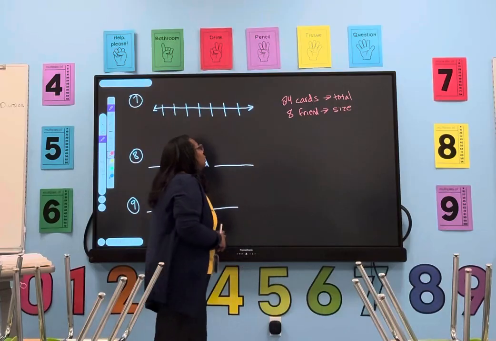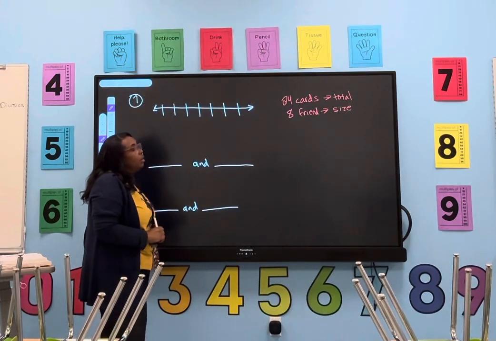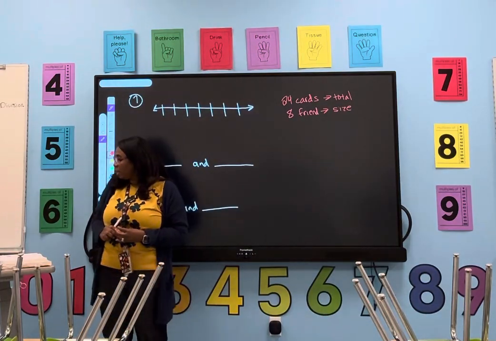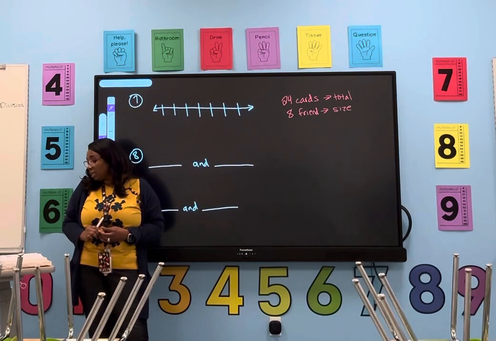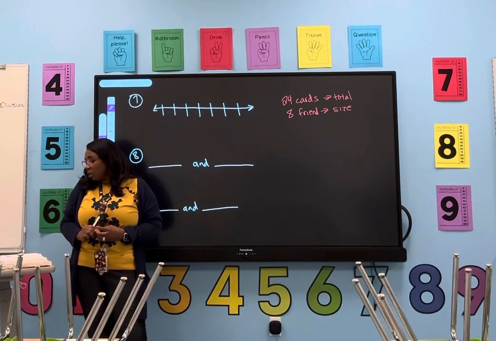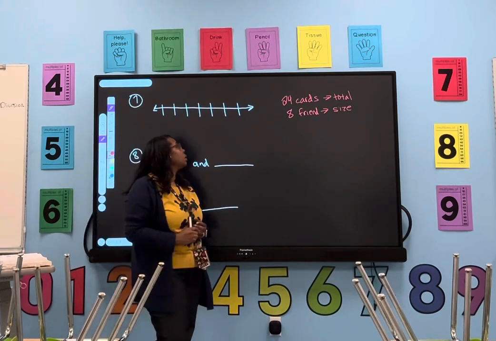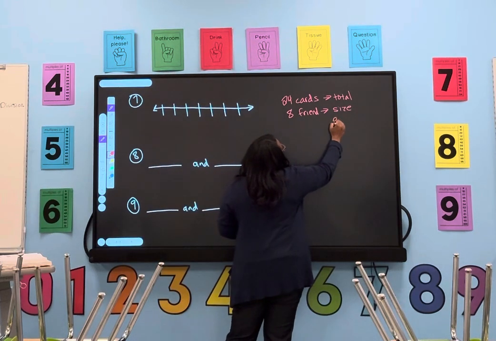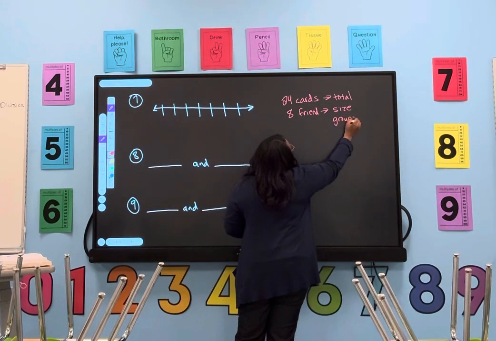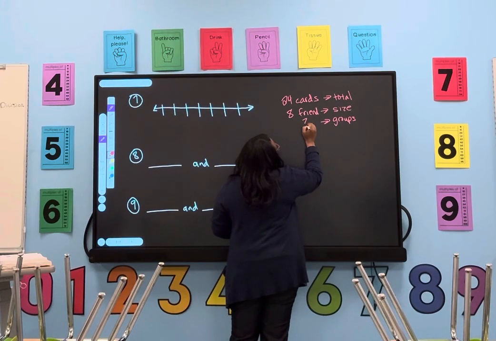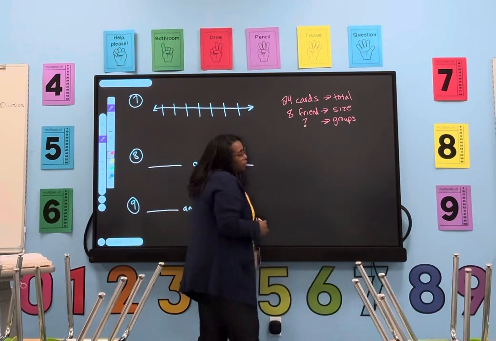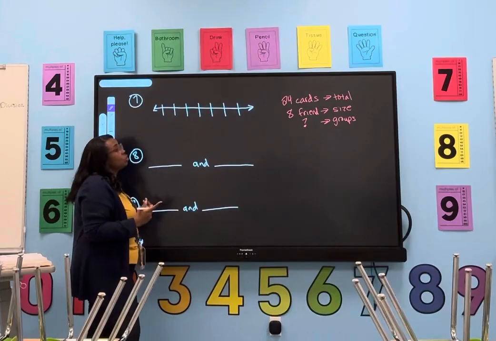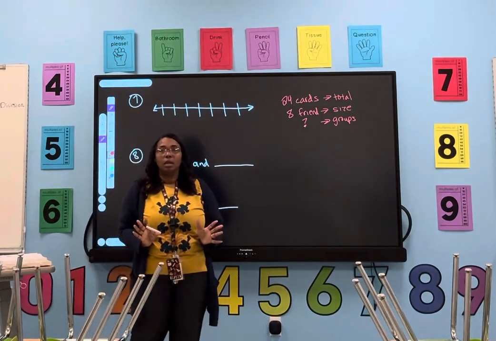All right. So now they want to know how many cards does each friend get. So let's figure out how many cards each friend gets. So I'm trying to figure out the groups. That's what we don't know. We do not know the groups. That is our unknown. But we can figure it out. So this is how we did the number line.